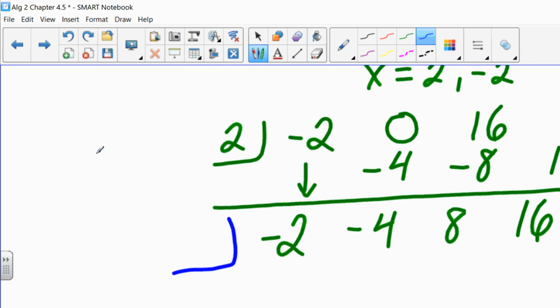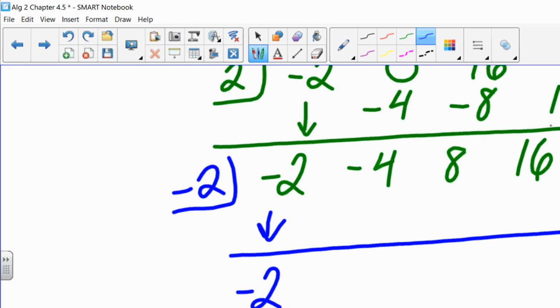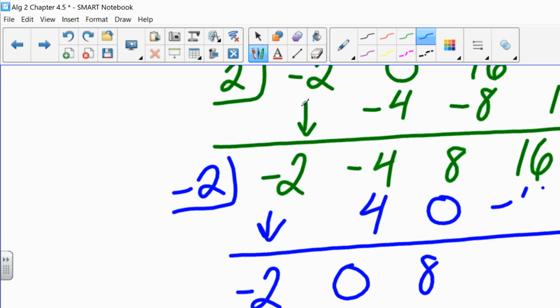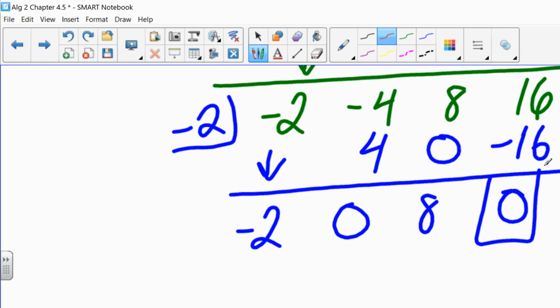What number do we want to use next? We bring down the negative 2. Negative 2 times negative 2 is 4. Negative 4 plus 4 is? Negative 2 times 0 is? 8 plus 0 is? Negative 2 times 8 is? Negative 16, which gives us? Is there another number we would want to try?